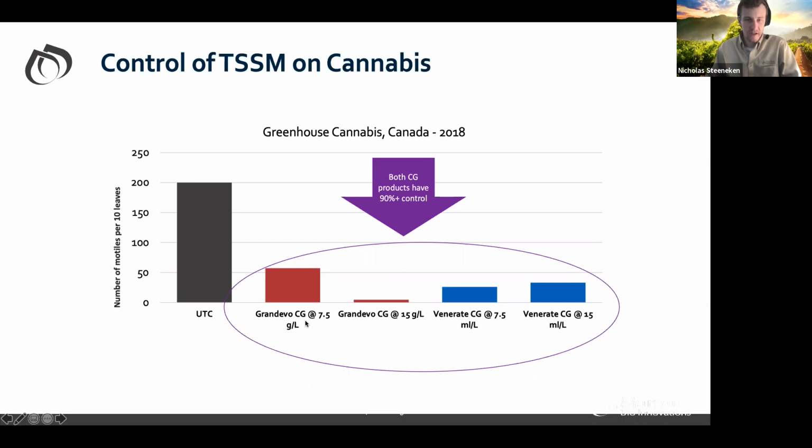Grandivo CG got it down. This is at 7.5 grams per liter, got it down to about 50. So we're looking at about a 75% reduction there. And then when we used a higher rate of Grandivo, that got it down even lower to almost no pest pressure there. So that's a 90+% control. Same thing with Venerate and at both the medium and the higher rate.